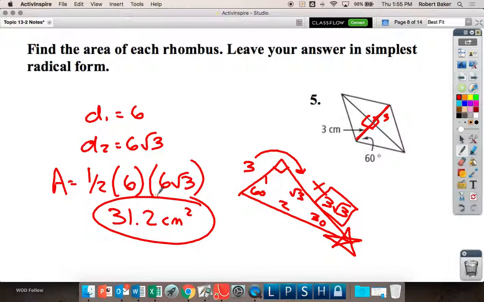You can also find the area of all the individual triangles and add them together, or these 2 triangles and those 2 triangles, or those 2 triangles and these 2 triangles, however you want to do it.